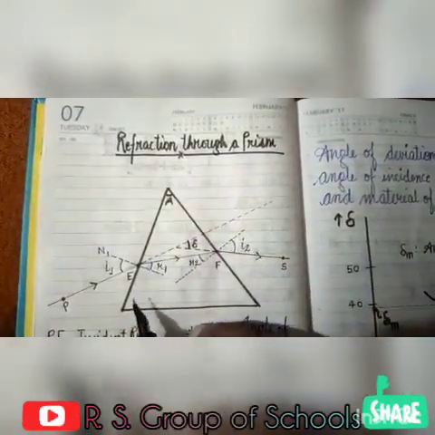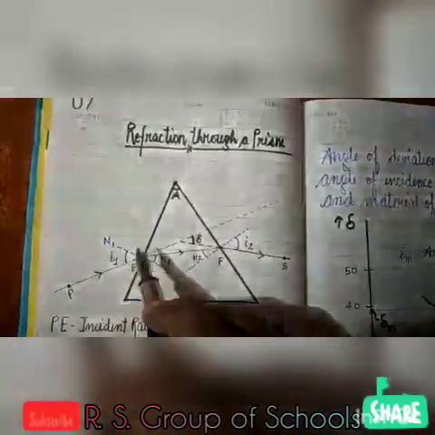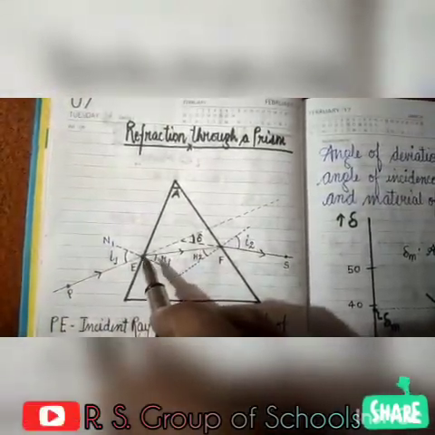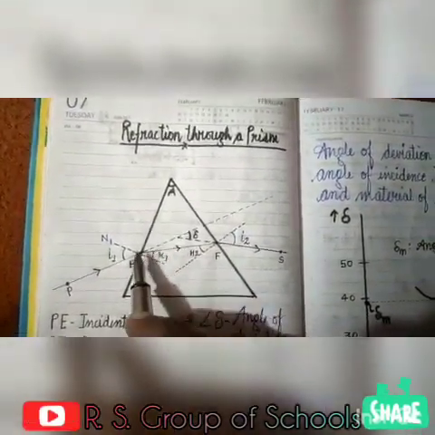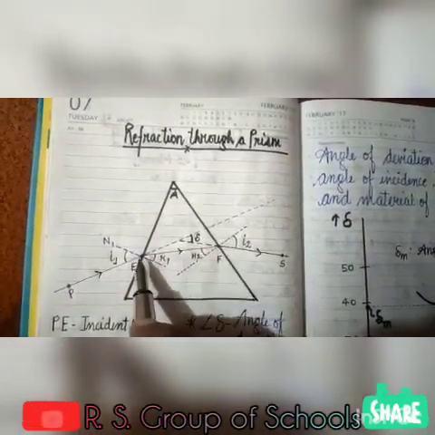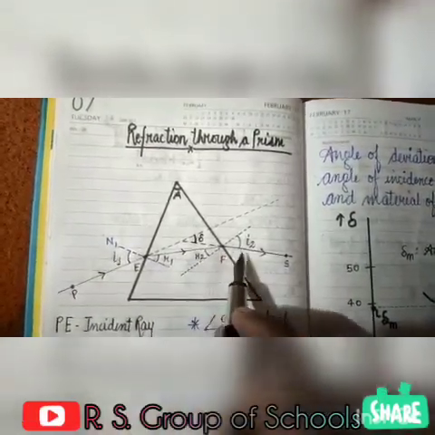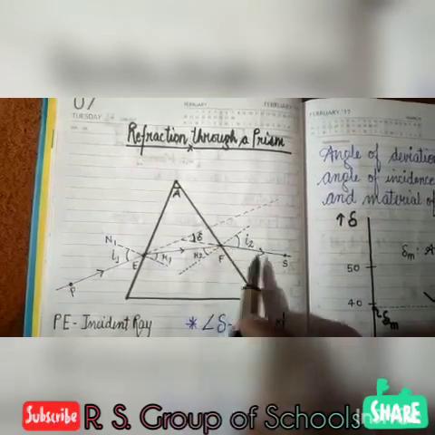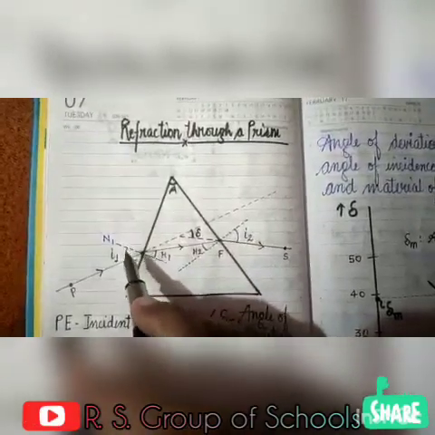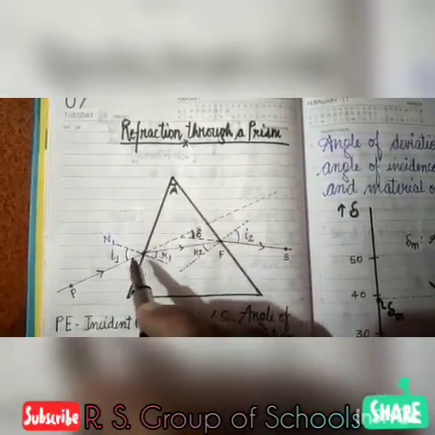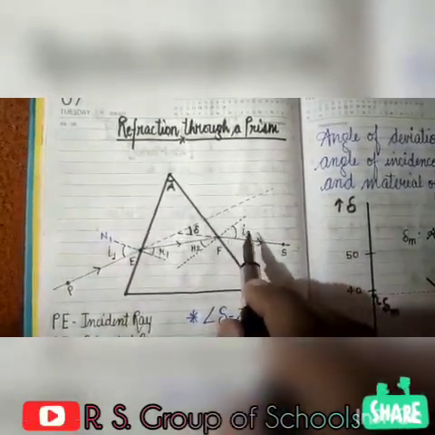Here we have shown a principal section of a prism. A ray of light incidents on it, so this will be incident light ray. This is the light ray which gets refracted, so this is called refracted ray, and this part is emerging from the prism, so this one is called emergent ray. This angle is known as angle of incidence, and this angle is known as angle of emergence.